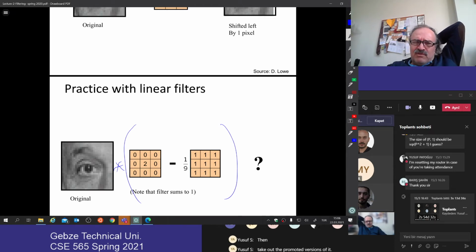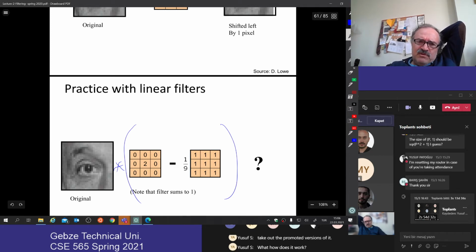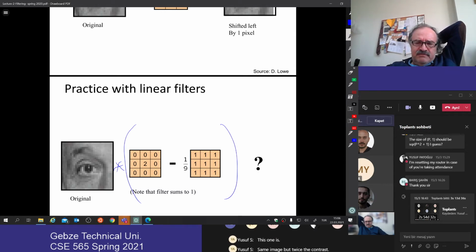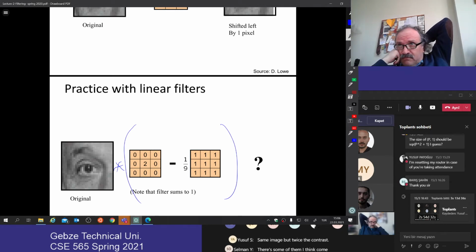How does it work? This one is smooth, this one is the same image but with twice the contrast. Some of them, I think, can be intelligent.